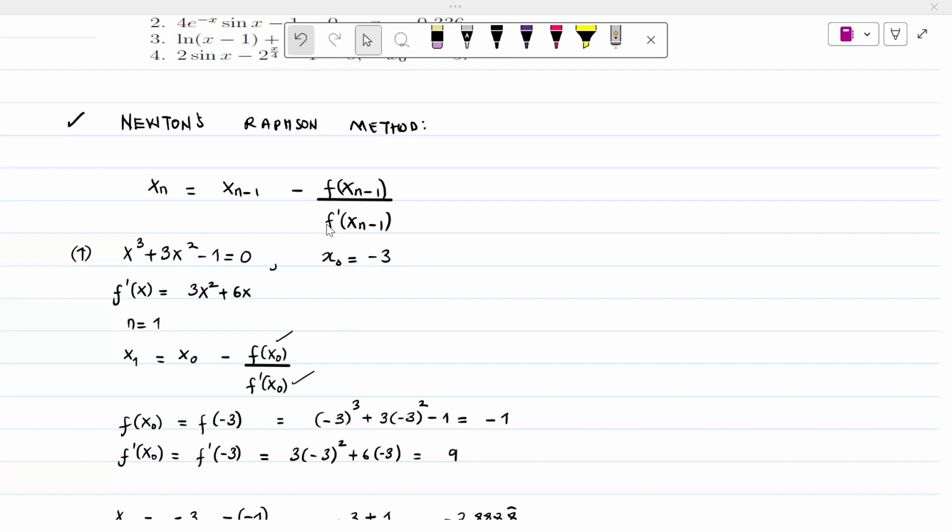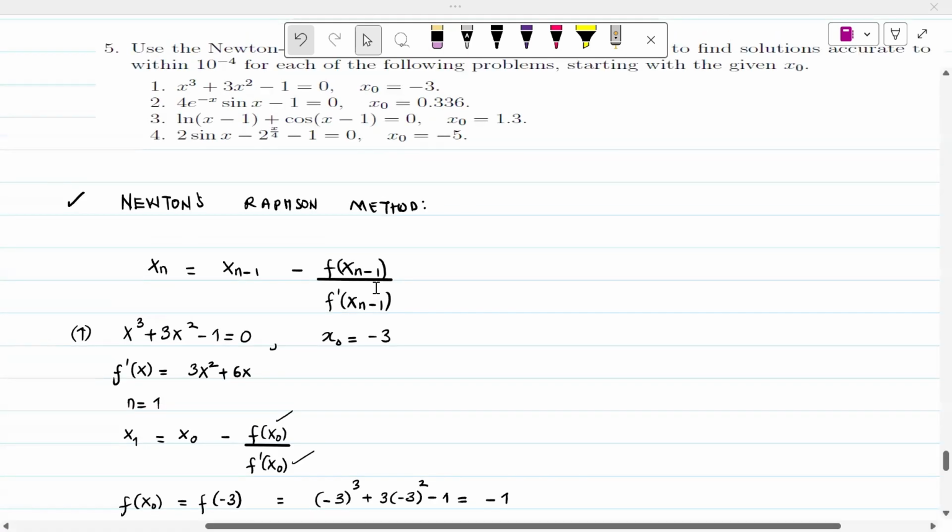And of course, sometimes you find that you have a function which is very complicated, and as a result, you find it challenging to find the derivative of that function. Because of that, the second method becomes more useful as compared to the Newton's Raphson method in problems where the derivatives are very complicated.